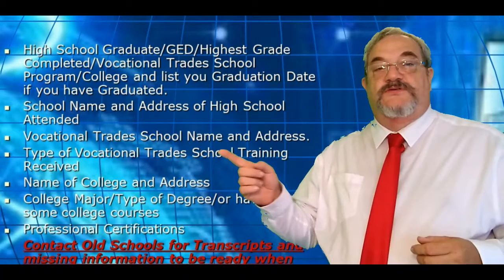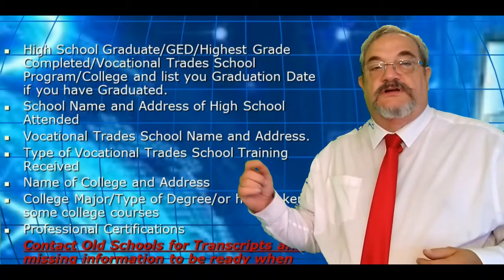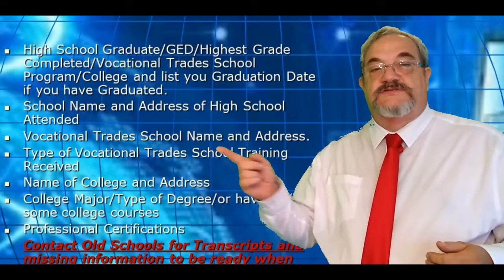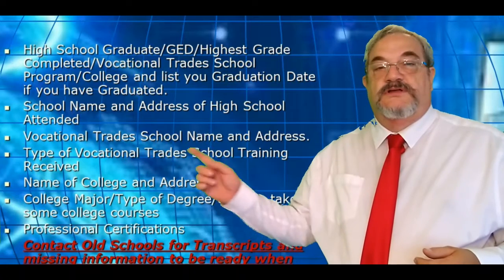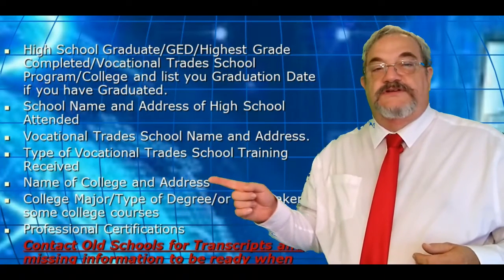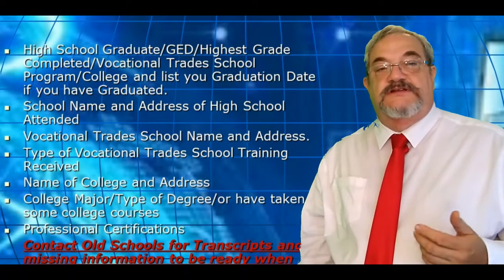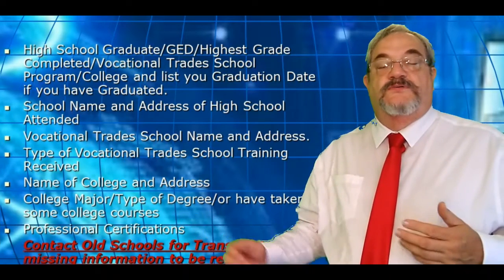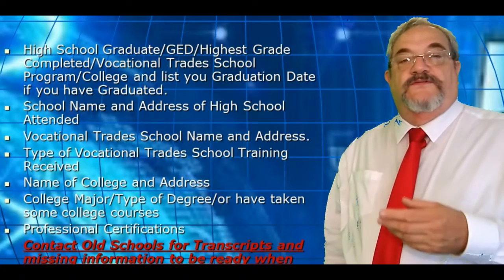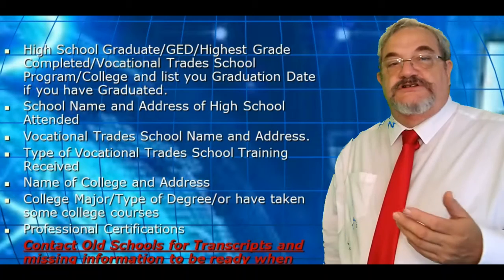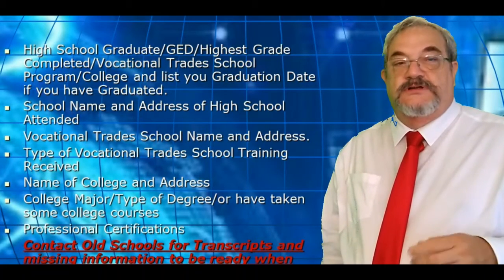Any vocational trade schools that you've attended, list their names and address. Also, list the training that you received there, any certificates that you've earned. If you're in college or have finished college, list the name and address of the college that you've attended. List any type of a degree or course of study that you've taken. If you've earned credit hours just in general studies, put credit hours in general studies.